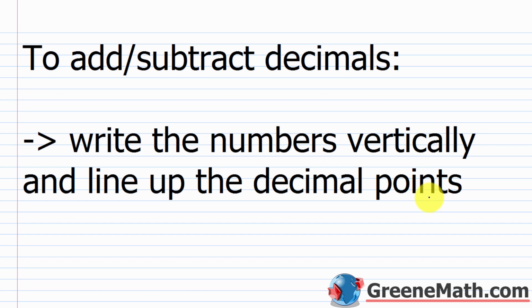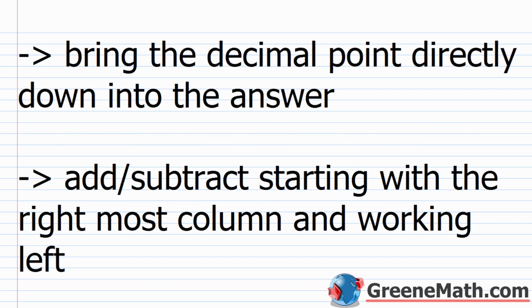So you recall when we did multi-digit addition or multi-digit subtraction, meaning vertical addition or vertical subtraction with whole numbers, we stacked the numbers on top of each other and lined them up by place value. Well, it's no different here. We just need to make sure that we line up the decimal points when we stack our numbers on top of each other. The next thing we want to do is bring the decimal point directly down into the answer. So just go straight down, don't deviate. Then lastly, we're going to add or subtract starting with the rightmost column and working your way to the left.